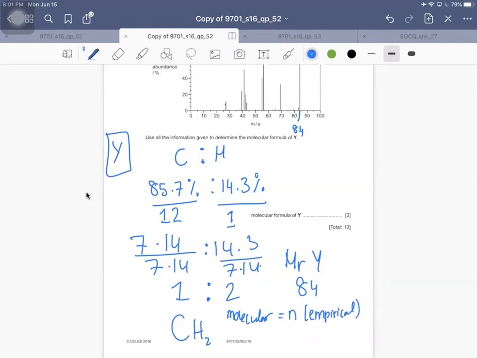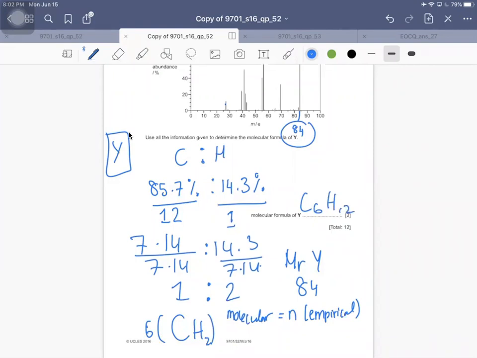So if your empirical formula is CH2, how many times n? How many times CH2 makes up a molecular formula that will give you 84? You can either do trial and error, or the second way which I will show you later. 6 times your CH2. So that means it's C6H12, okay?